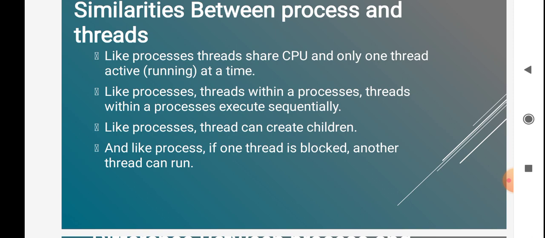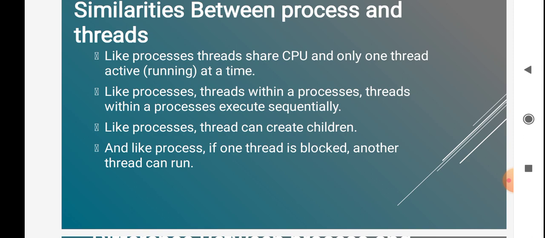Now, if one thread is blocked, another thread can run. Like a process, if one thread is blocked, another thread can run. In processes, we have seen that if one process is blocked, we have to run the next process. Similarly, if one thread has been blocked, we have to run the next thread.